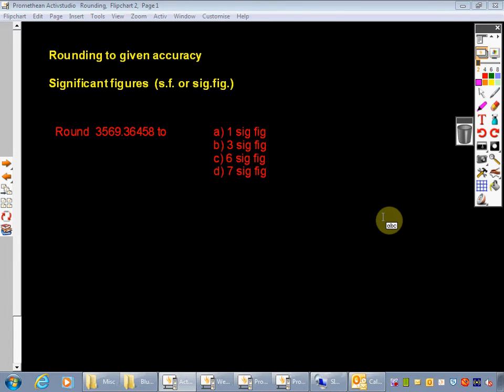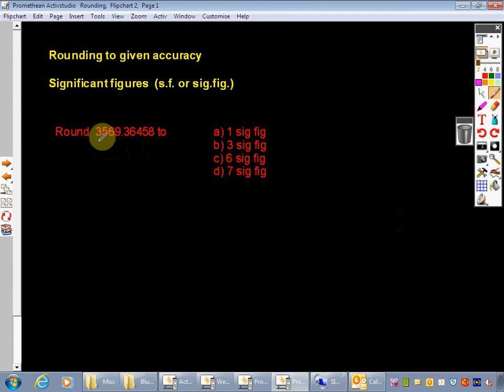This one's for rounding to a given accuracy. First of all, we're going to look at significant figures. Then in a minute we're going to look at some decimal places as well. So first of all, I've given myself here an example of a number. It's not a number you very often find, but it's so we're able to round to different places.